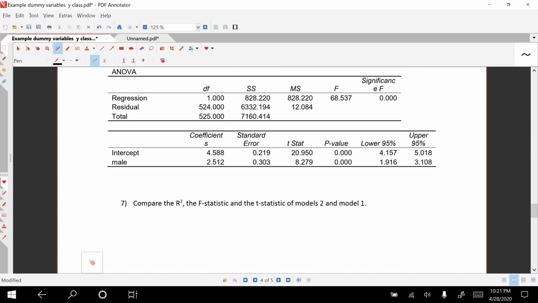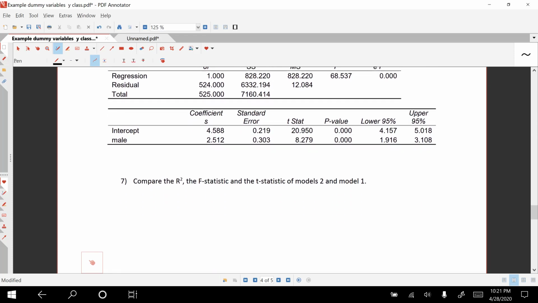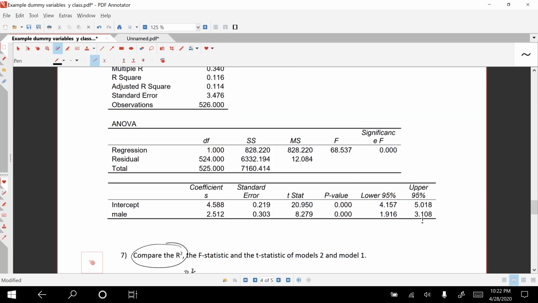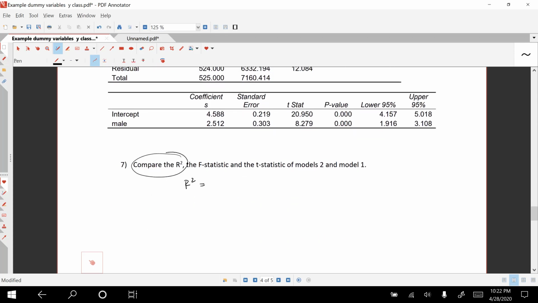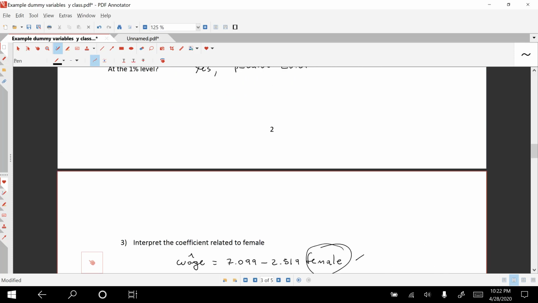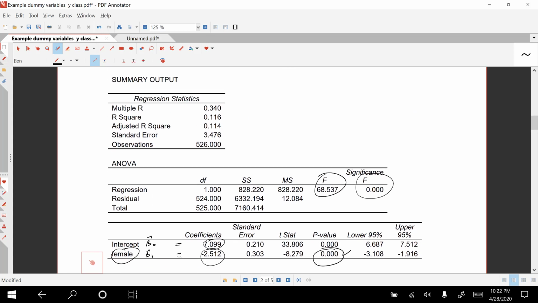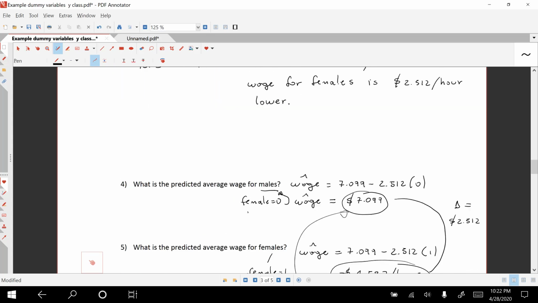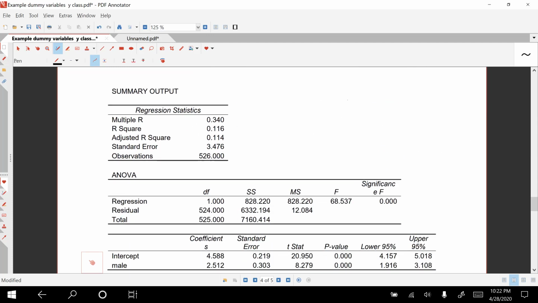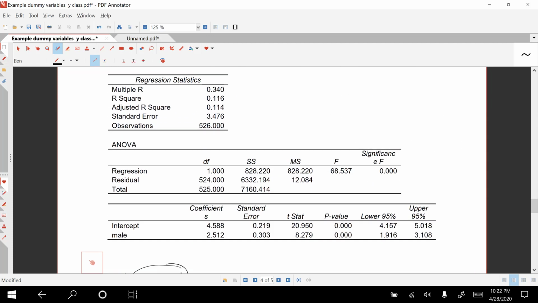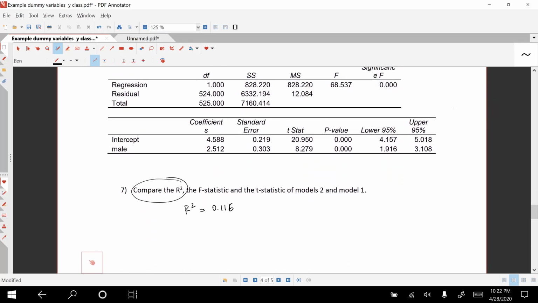So, for comparison purposes, let's compare the R-square of both models. The R-square in this model is 0.116. Okay, let's go to the previous model. It's the same thing. So the next thing is the F statistic. The F statistic here was 68.537, and in this model, the F statistic is 68.537, so it's the same thing.